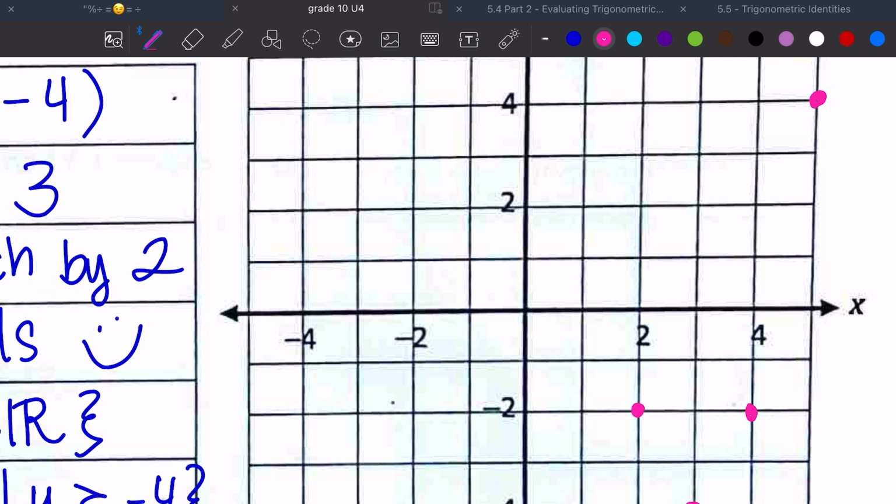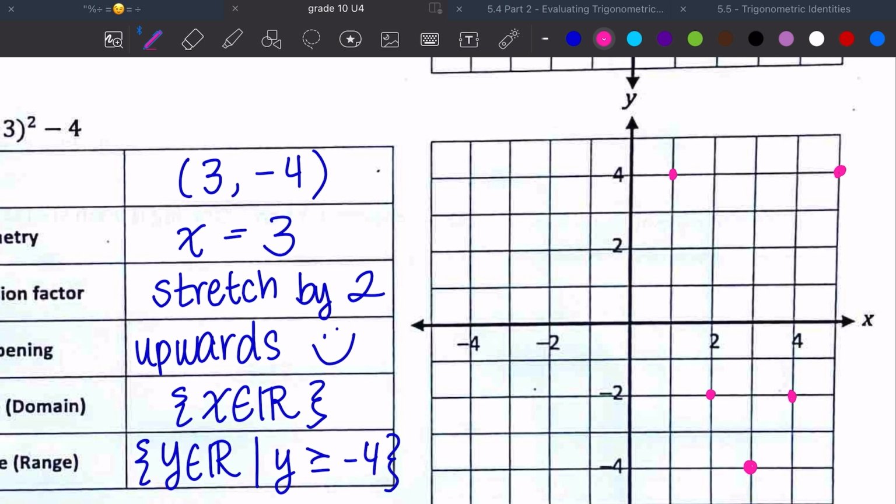1, 2, 3, 4, 5, 6. And that's all we can fit. So you can see this has been stretched. It's a little thinner than our first one that we drew in example 1. And I'm just going to try my best to connect. Okay.